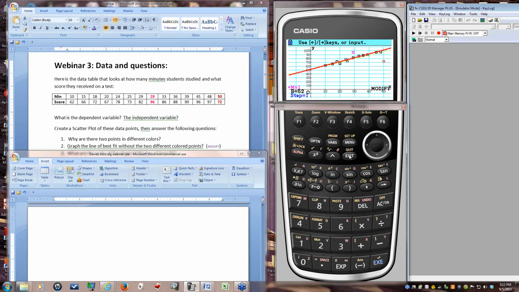And I'm going to hit exit, which is going to get me out of modify mode. After I hit exit, these are going to disappear, modify is going to disappear, and the line will remain. And now I've got the regular look of a graph. So I've really got a linear graph with a background of the statistics scatter plot. So I can trace in here.